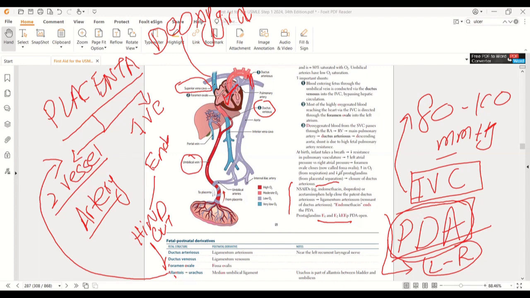So the coarctation of aorta, where this ductus arteriosus inserts in the aorta, just distally or around the insertion point, there is a narrowing of the aorta. This is known as a coarctation of the aorta. So can anybody tell me what are the key findings in the coarctation of aorta?